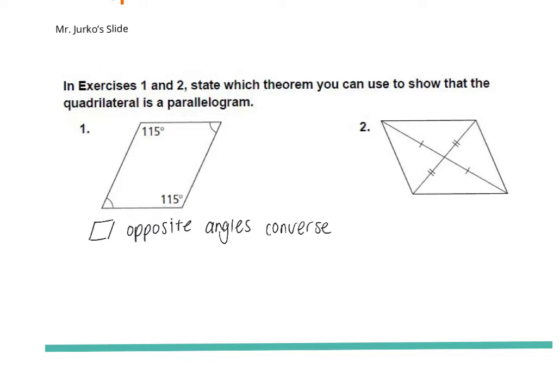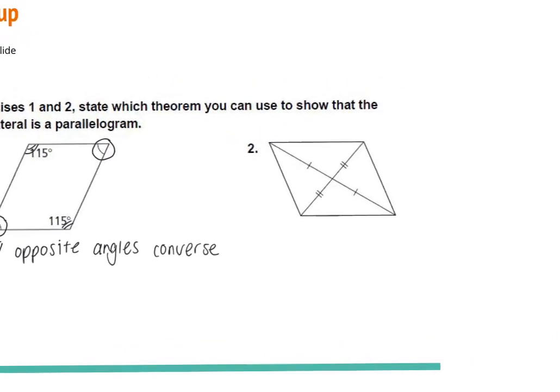Remember, Teresa, we've got angle marks here and here. What does that tell us? Oh, that they are congruent. They are congruent. Very good. Okay. So we know that those two are congruent, and then it gives us the measure of these two. So these two have to be congruent as well. Okay. So it is the opposite angles converse. Excellent. What about number 2?